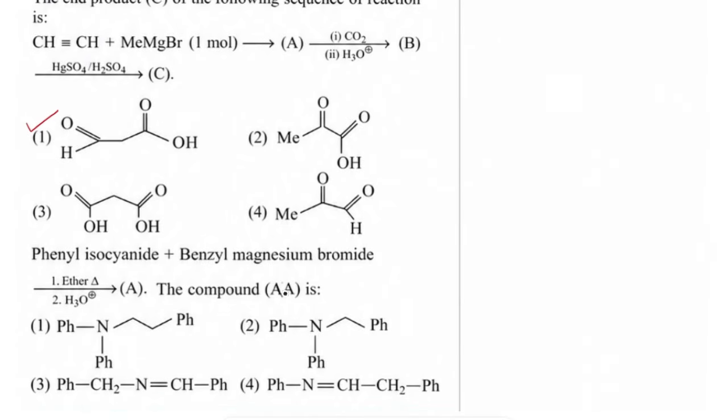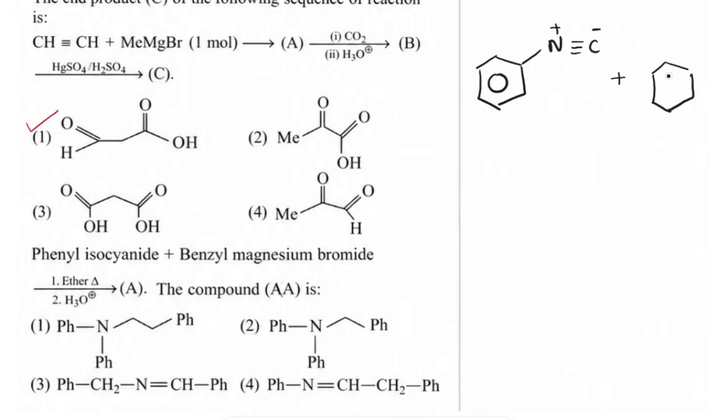Now let's solve the last question. This is a little bit tricky. So let me explain this in detail. We have a phenyl isocyanide molecule. Phenyl isocyanide is an isomer of nitrile compound. So nitrogen here is tetravalent, that's why plus charge. Carbon is trivalent, that's why there is a negative charge.